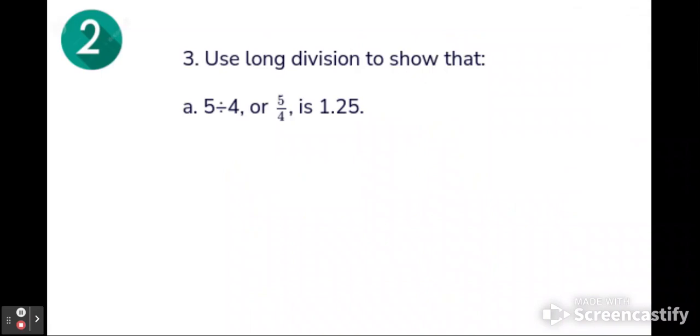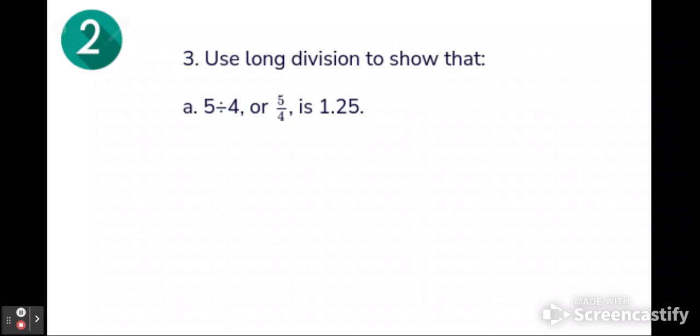Let's let you practice. Okay. This one actually gives you the answer. Your job is to prove that that's the answer through math. Since 5 divided by 4, or 5/4, has an answer or a quotient of 1 and 25/100. You're going to do the long division to prove that that's actually right.